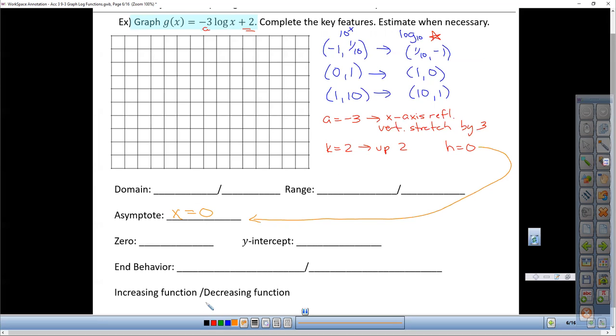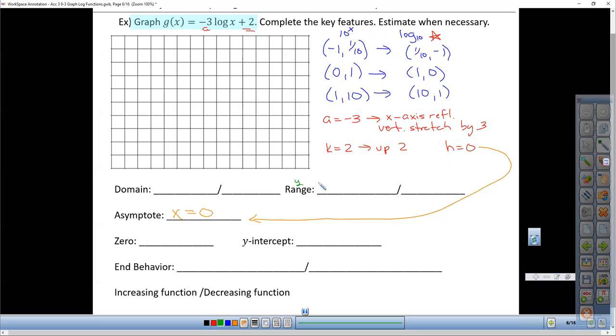All right, domain. We could identify the domain based on what we've learned about doing domain algebraically, or we could wait until the end of the graph and do it from the graph, which is what I'm going to do here. Range you can do right now. It's got 2 blanks because we're going to do it both in our set notation and in our inequality notation.